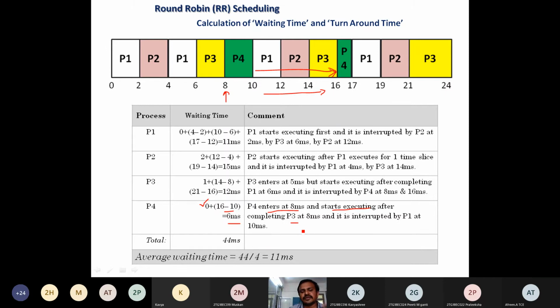Therefore, we get the waiting time for each process: P1 11, P2 15, P3 12, P4 6 milliseconds. So total waiting time is 44. The average waiting time is 11 milliseconds. Any process has to wait a minimum of 11 milliseconds on an average.